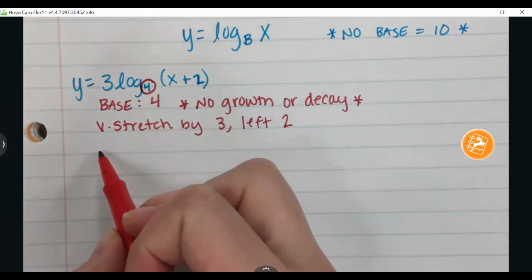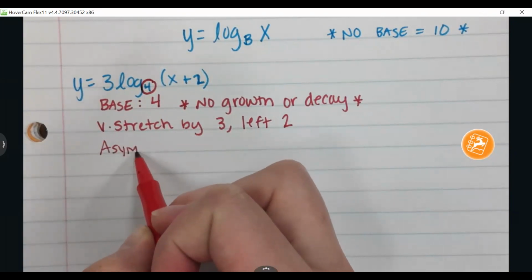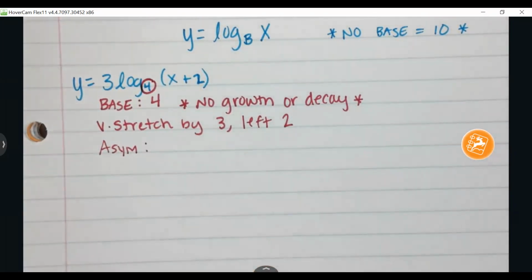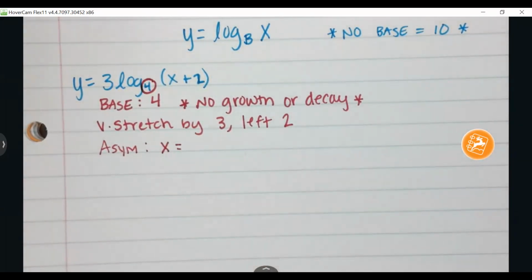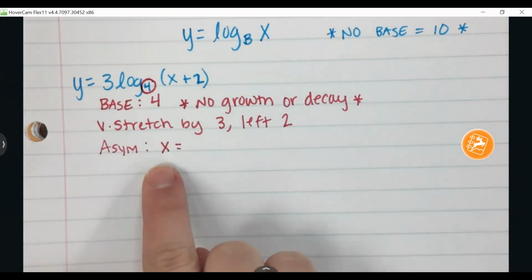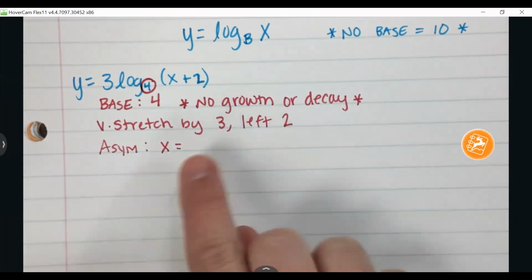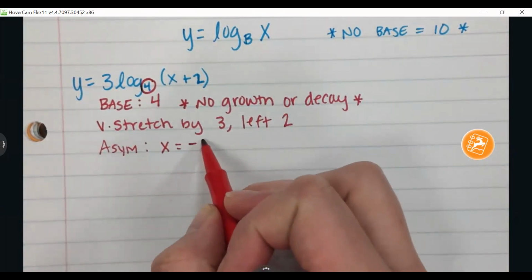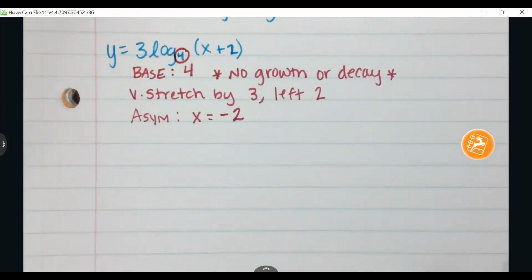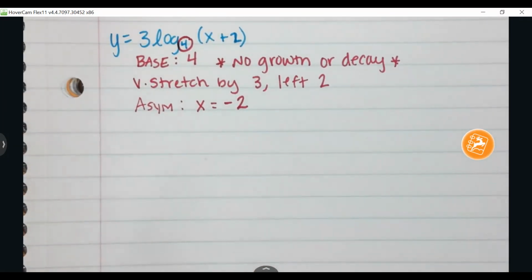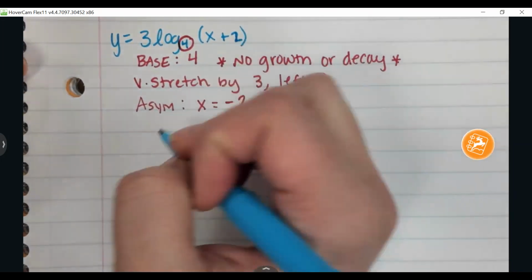And the last thing we need to discuss is the asymptote. If I have a vertical asymptote, it cuts the x-axis. So how did this graph move in the x direction? Where did it go? It went left 2, so my asymptote is at -2. Very, very similar to yesterday, correct? Y'all have questions, you stop me.